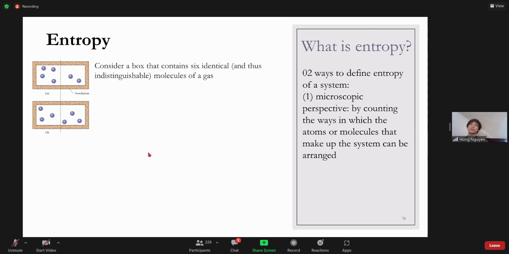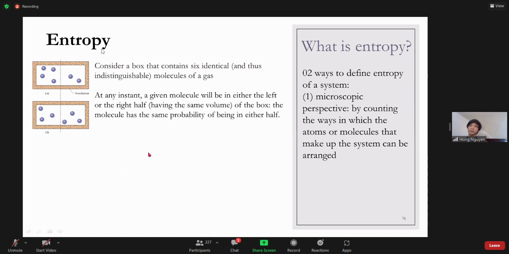Now we have another system. We consider a box having 6 identical molecules of a gas. These molecules are identical, so we cannot distinguish them. These 6 molecules are contained in a well insulated box. At any instant, a given molecule will be in either the left or the right half, which have the same volume of the box.